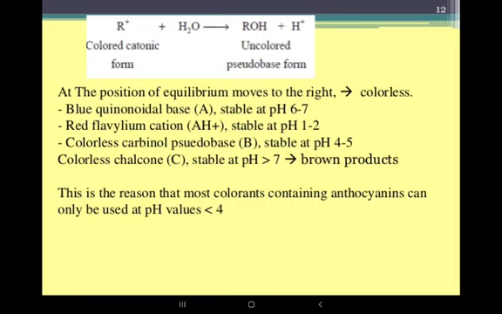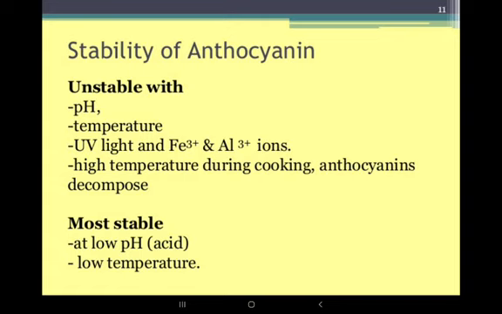Next, move to the stability of anthocyanin. This is the most important thing, and only then do we consider the anthocyanin derivatives. They are unstable with pH, temperature, UV light, and Fe3+ and Al3+ ions. At high temperature during cooking, anthocyanin is decomposed. The most stable condition is at low pH, especially in acid medium, and low temperature.